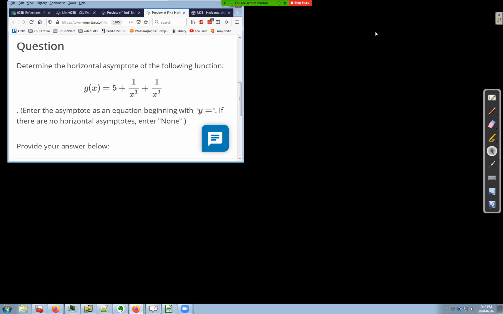So this is a problem about horizontal asymptotes. So we got a question here. Determine the horizontal asymptotes of this function.